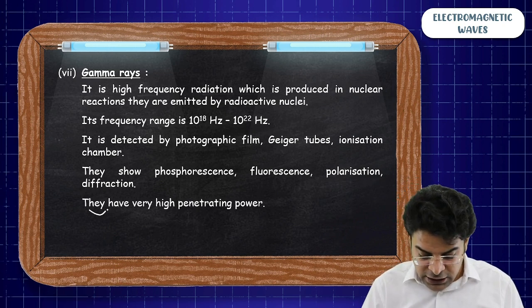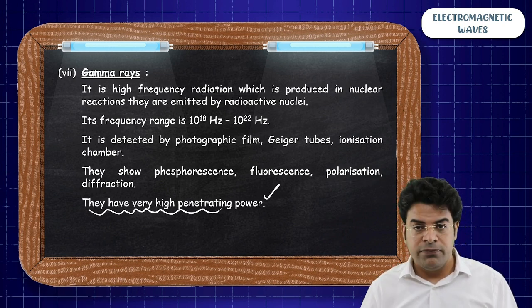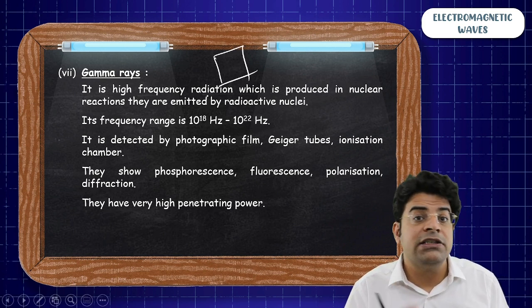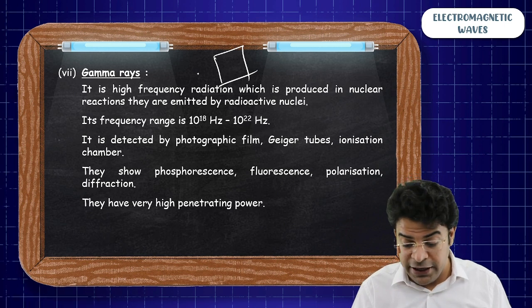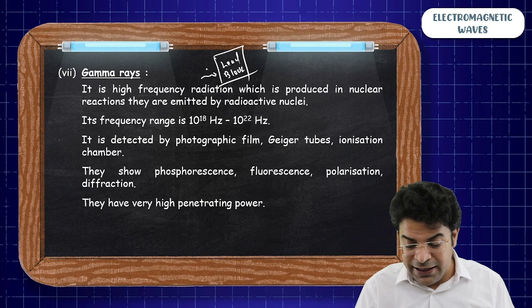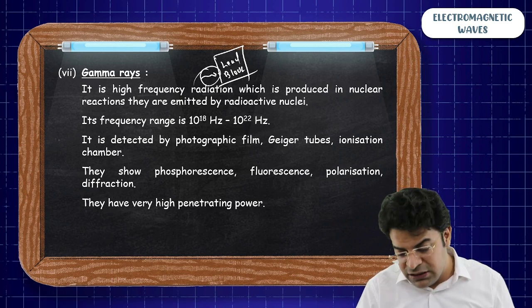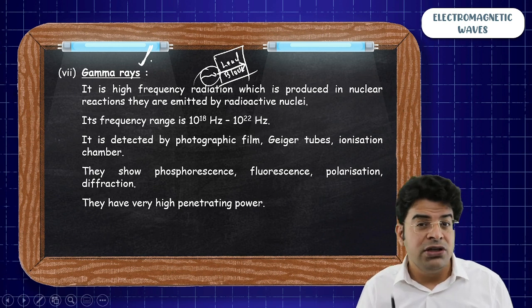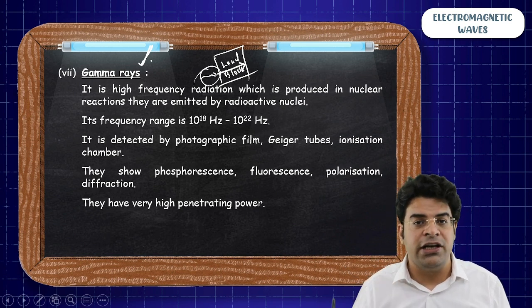Next bachcho, they have very high penetrating power. So this is asked, that out of alpha particles, beta particles and gamma rays, which one penetrates through the lead block the most? So gamma rays are rays, they are photons, they are the smallest, so they penetrate the most, as well as gamma rays have got the highest energy. So they have got more momentum associated with them.